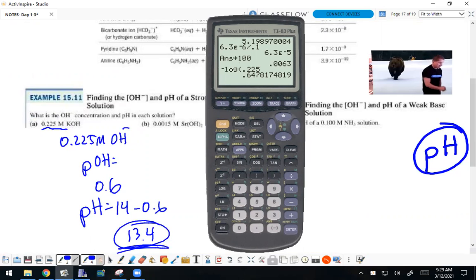Notice also it's a pH greater than 7. If you said the pH was 0.6 and you have a base, it doesn't make sense because that's not a base, that's an acidic solution.